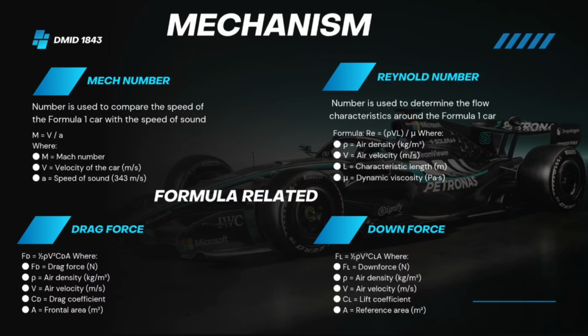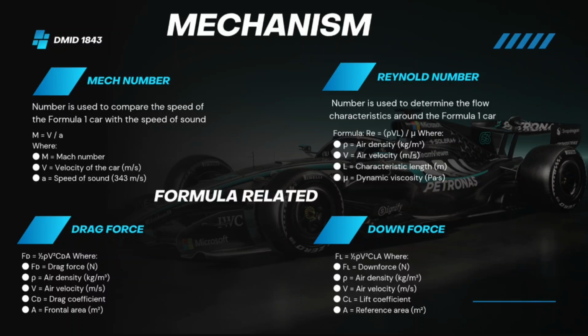For Reynolds number, the Reynolds number is used to determine whether the airflow is laminar or turbulent. Since Formula 1 cars travel at very high speeds, they have a very high Reynolds number. This means the airflow around the car is mainly turbulent, which is important for generating downforce and improving stability.